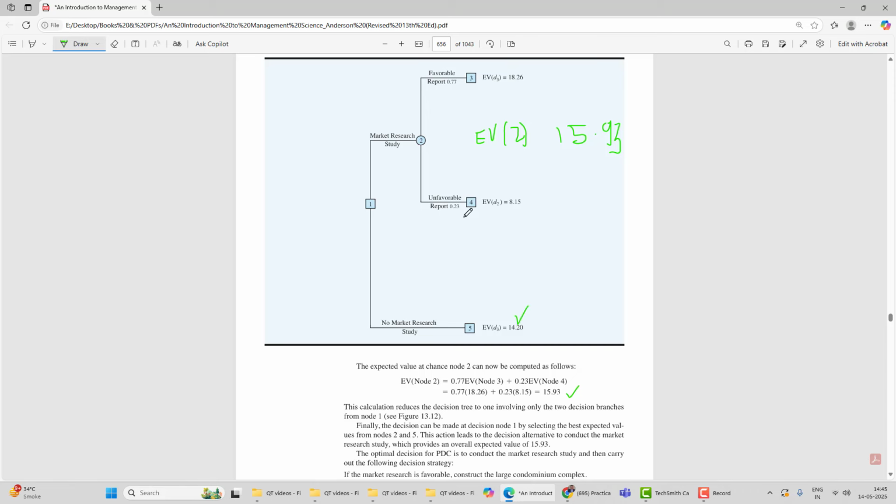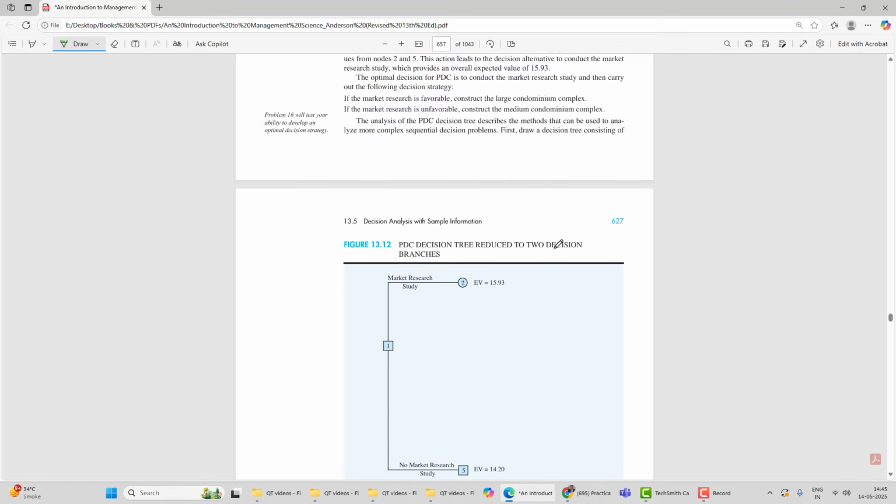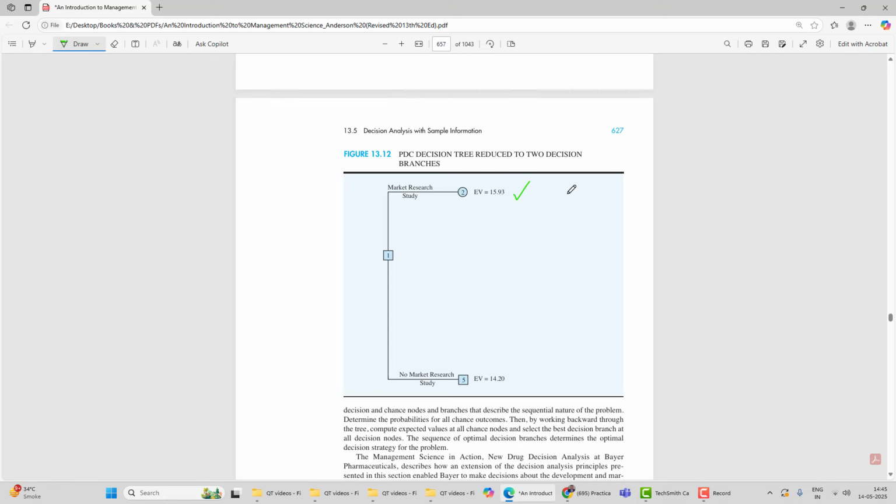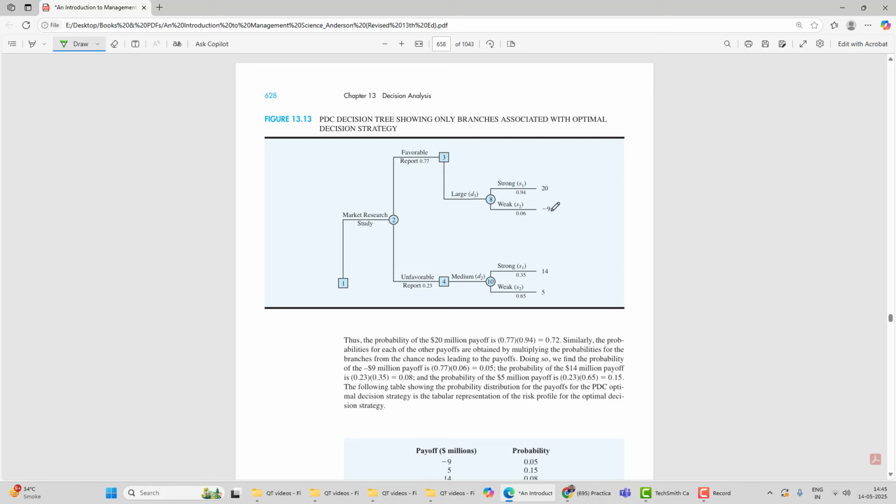Which is 14.2, right? So when we come to the decision here, obviously when we go for the market research study, we get a higher EV than with no market research study. So obviously our first decision will be to go for the market research study, 15.93, and not for this. So the overall answer finally will be going for the market research study with EV 15.93.